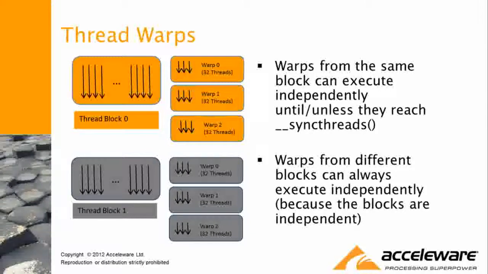So warps from the same block can always execute independently. There's no reason we couldn't run warp 2 before warp 0 unless you have async threads, because remember, syncthreads happens at a block level. But warps from different blocks are always completely independent, so you can always interleave the gray blocks with the orange blocks because, at the block level, they're independent.